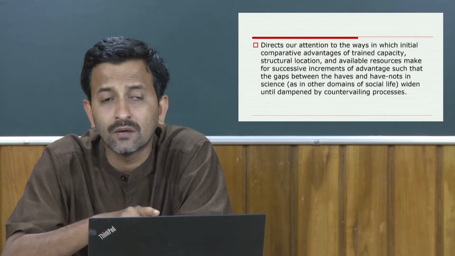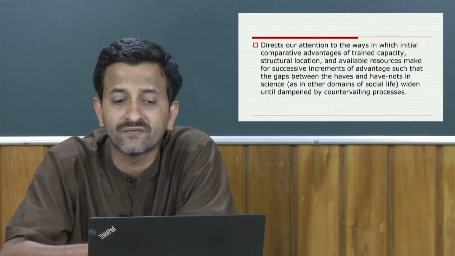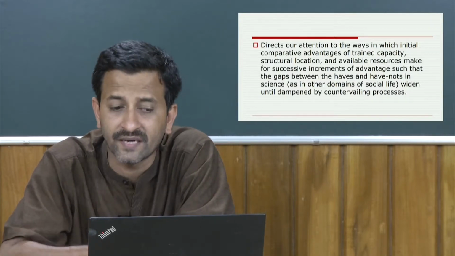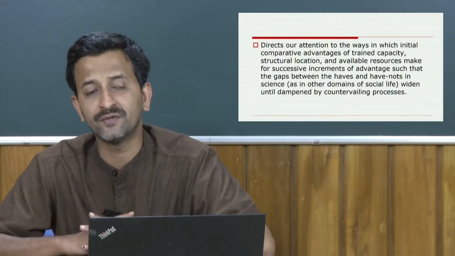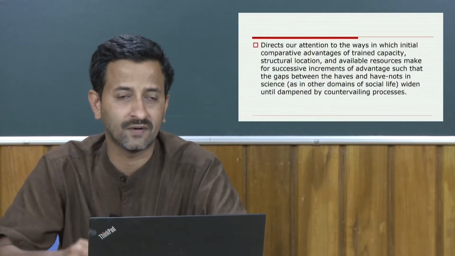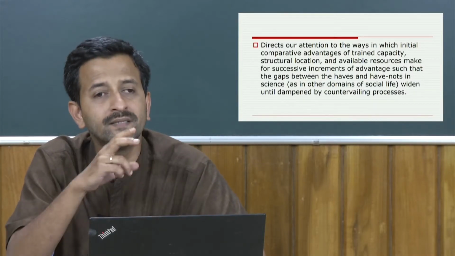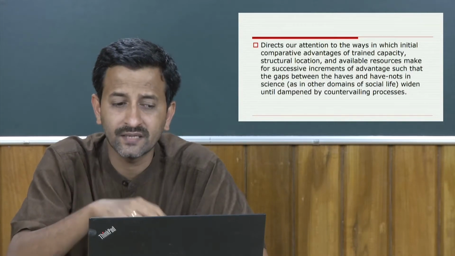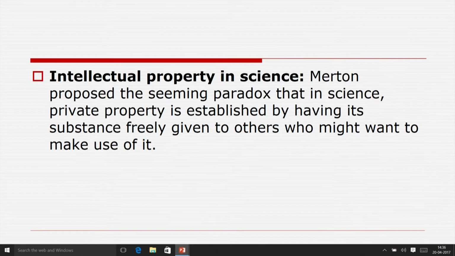Okay? Further, cumulative advantage in science directs our attention to the ways in which initial competitive advantages of trained capacity, structural location and available resources make for successive increments of advantage, such that the gaps between the haves and the have-nots in science widen, the gaps between a very few well-known scientists with more rewards and recognitions on the one hand, and more scientists with no recognition, until dampened by countervailing processes. What are the countervailing processes? We will discuss. Okay?